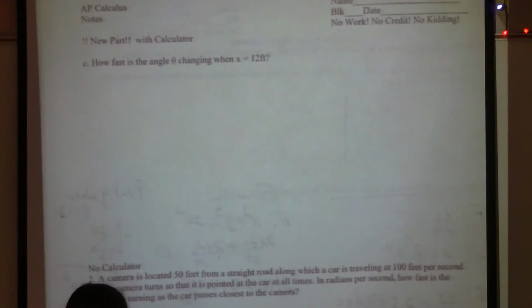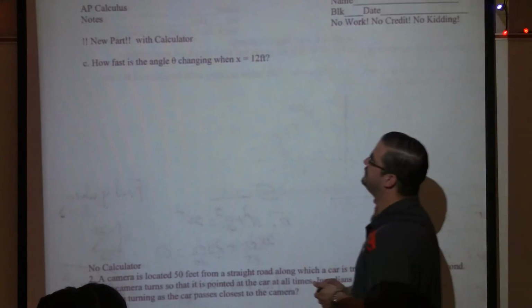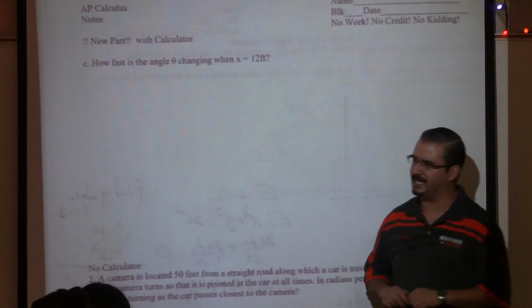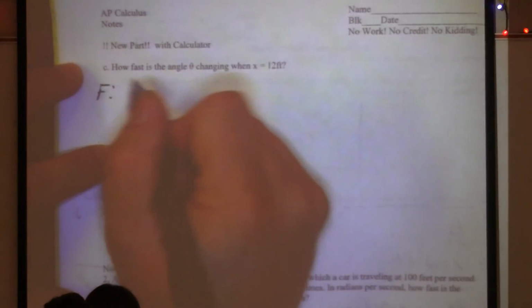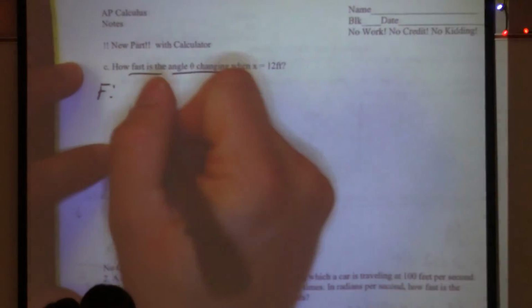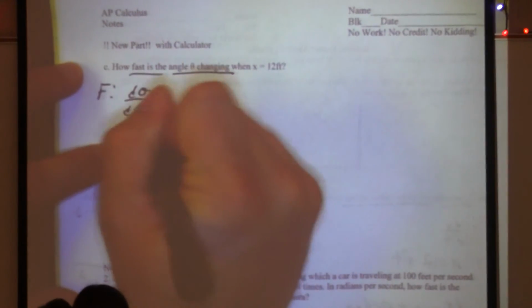Alright, here's the next part. This is the new part, alright? Now we're going to ask you, how fast is the angle changing when x equals 12? So now the difference here is that we're looking for what? How fast the angle is changing. So here we want d theta over dt.